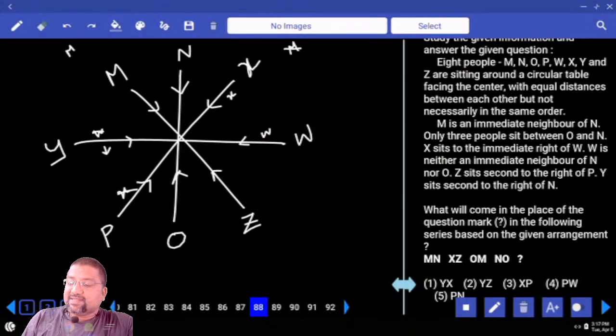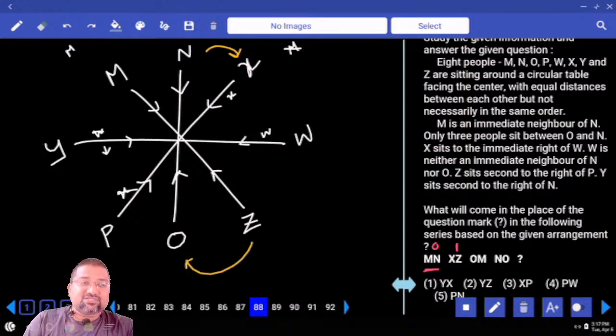M and N, how many people? Between M and N, 0 people. Immediate right of N is X. How many between X and Z? 1 person. Immediate right of Z is O. How many between O and M? 2 people. Immediate right of M is N. How many between N and O? 3 people. And you have stopped at O.